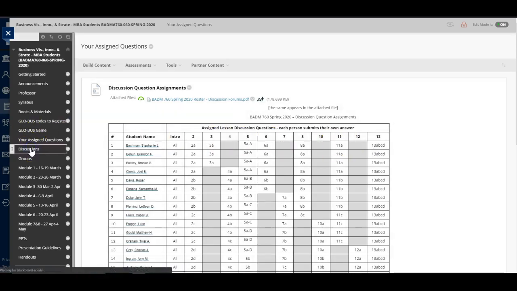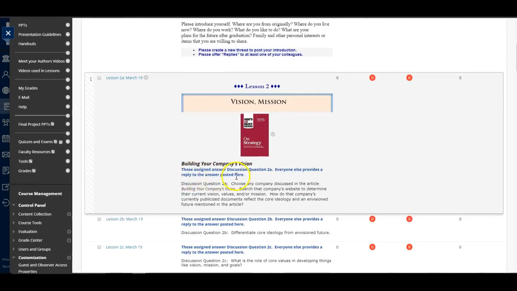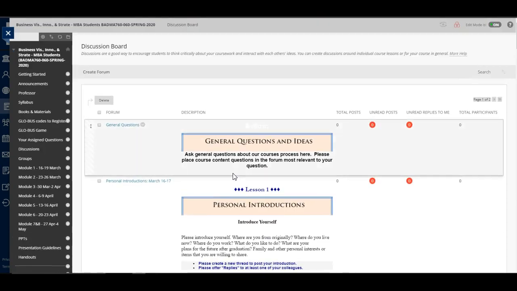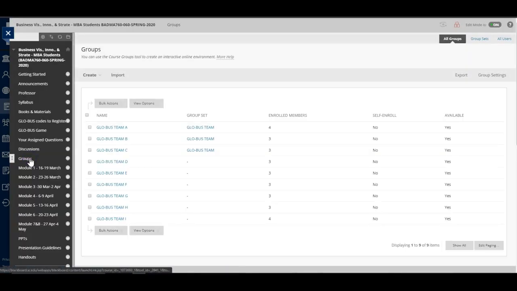When we go to the discussion link, you will see that each of the discussion forums has been labeled accordingly. The very first discussion forum is entitled General Questions. This is where you can post your questions and ideas about the course that do not relate to a particular lesson. There's a group link that provides you a forum in which to interact with your group privately. Now your screen will pop up differently and you'll only see your team there. You're welcome to use this or other means to coordinate your Globus business game activities.